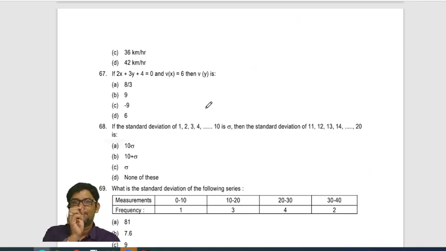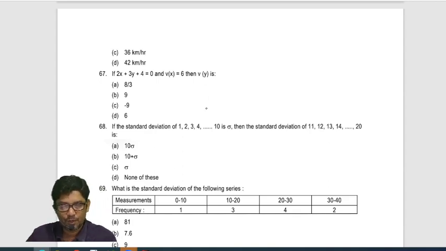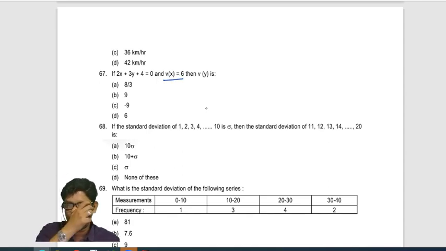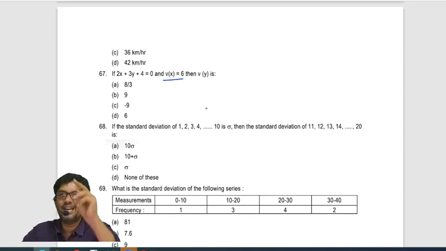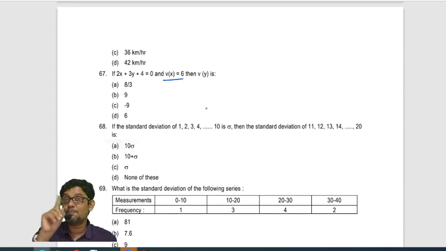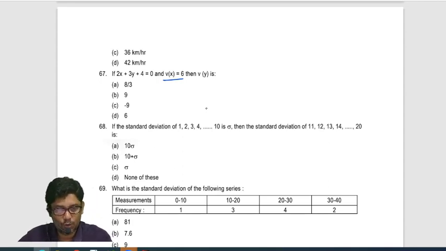67th question. Whoever attended my session on Wednesday, I covered shift of origin, change of scale. Variance of x is given. They ask you to find out variance of y. Variance is dispersion, sir. When it is dispersion, what I said: keep x on one side, y on the other side. Do you remember it?